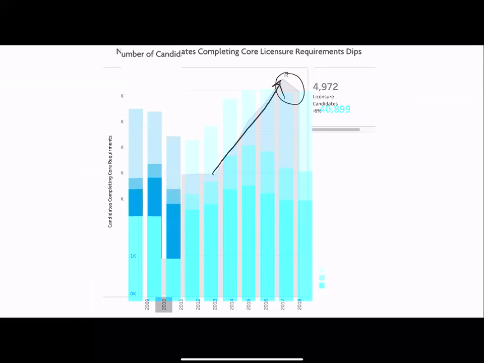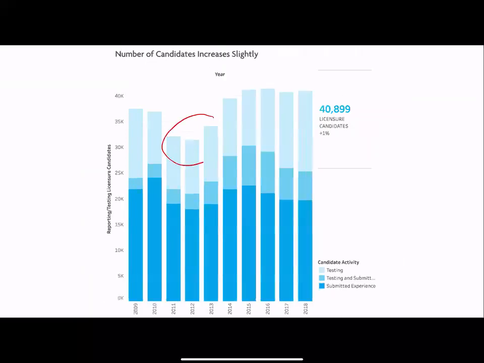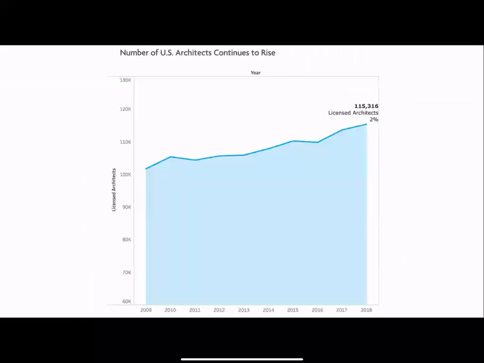This is the number of candidates. It dipped down after the recession, but it's pretty much stayed steady ever since.